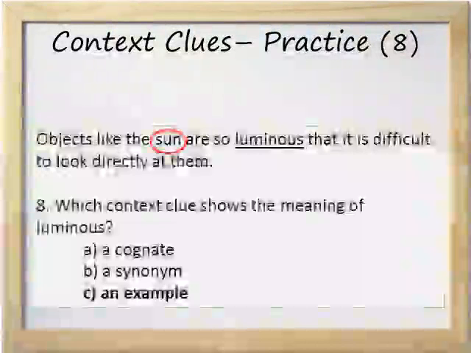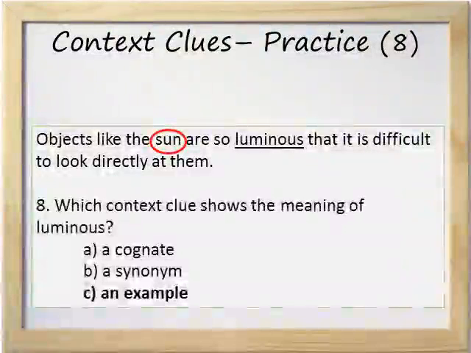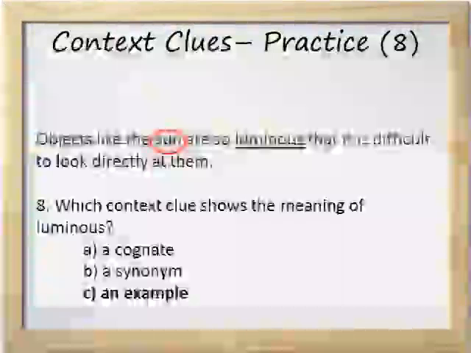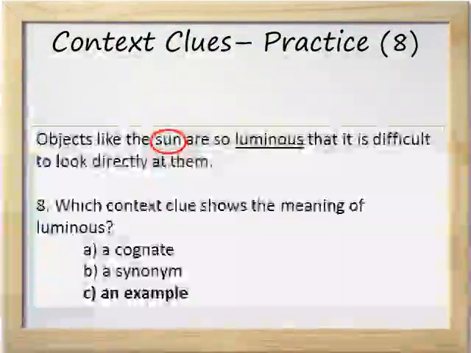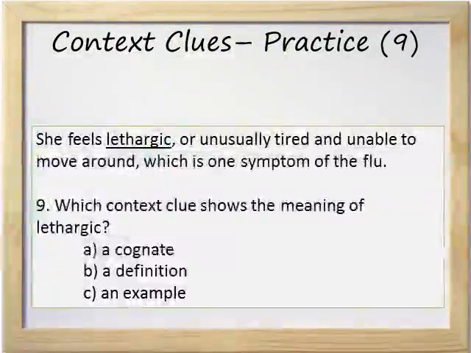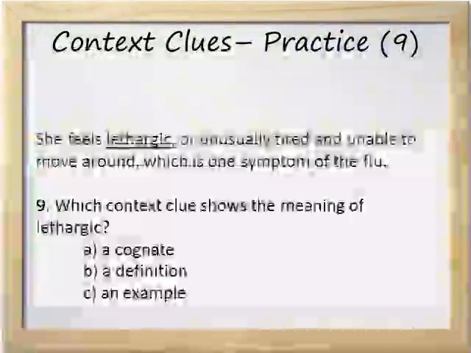The example that we see is the sun. The sun is an example of a thing that is luminous. From that, we can guess that it is very light and therefore difficult to look at. Number 9. This is our last question about context clues today.